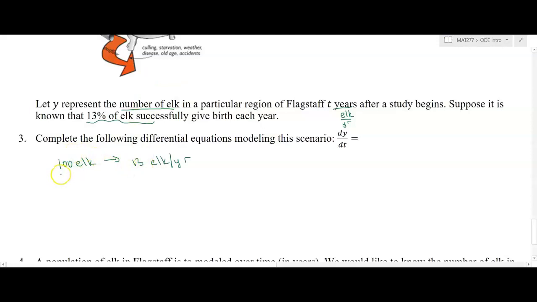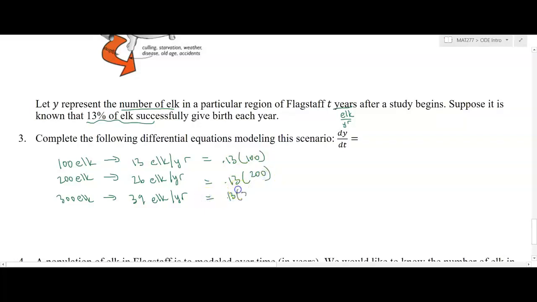Okay, so if there were 200 elk, well, 13% of the 200 are going to give birth, so that means there are going to be 26 new elk, or the population will be increasing at that rate. At 300 elk, same kind of process. 13% of the 300 are expected to give birth. That's 39 elk per year. And you're probably seeing the pattern. Here, we're just taking 13% of the 100. Here, we're taking 13% of the 200. Here, we're taking 13% of the 300.